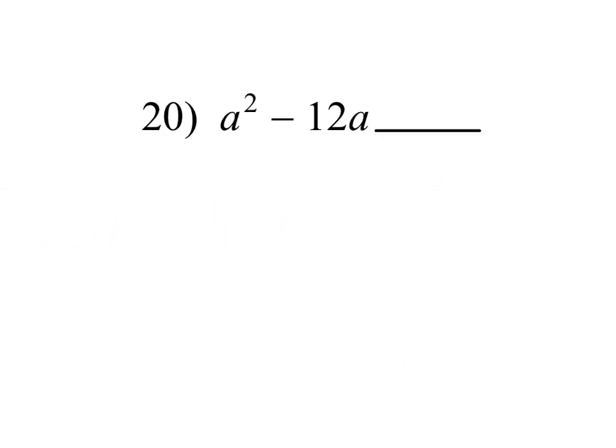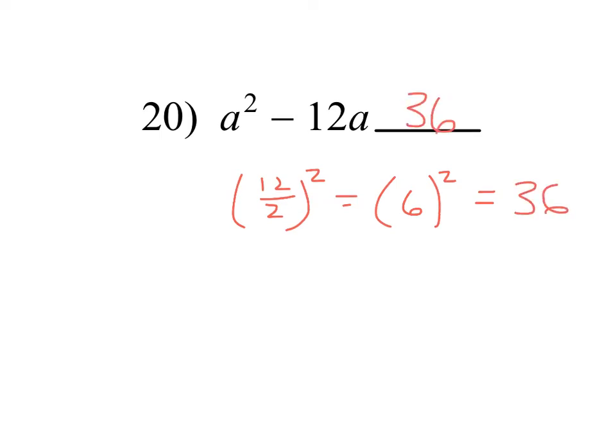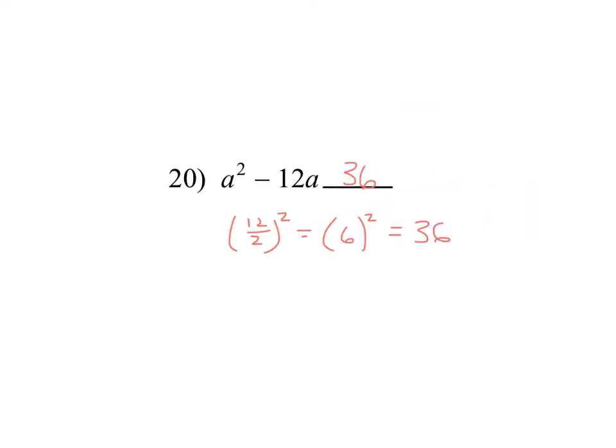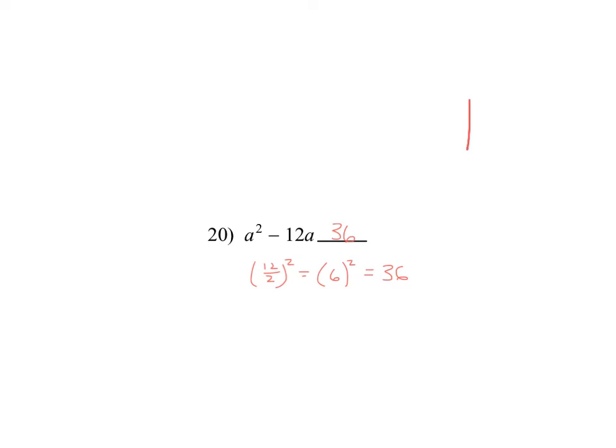Okay, last one, 20. Gianna, what do we do? We do 12 over 2. Then it equals 6. That's 36. Perfect. Okay, remember the goal in this section is this formula, b over 2 squared. And the b is coming from the number in the middle.